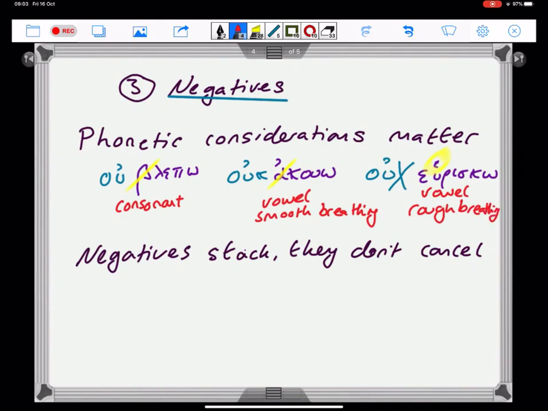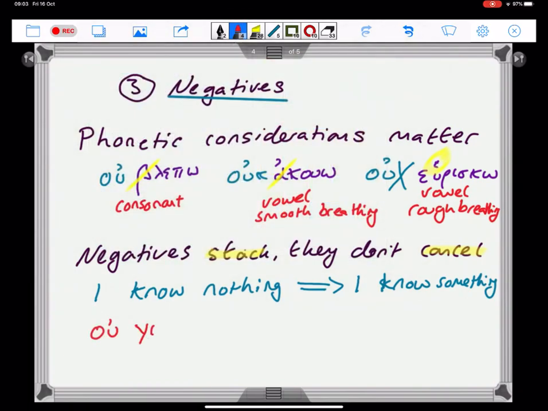The other thing to note about Greek negatives is they stack, they don't cancel. So in English, we can't say, I know nothing. That becomes, I know something. In Greek, however, that is exactly what you'd say. You'd say, ou ginosko, ouden. Here, you're negating the verb, and you're negating the object of that verb.